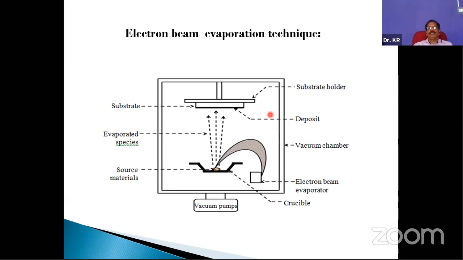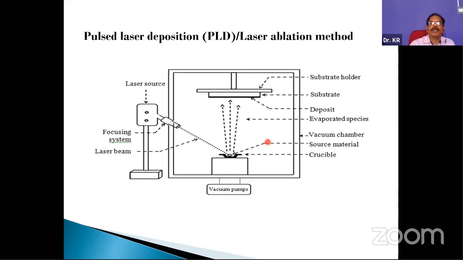This is another variant of thermal evaporation or vacuum evaporation. There is only one difference. All the other components are the same: the vacuum chamber, the substrate, substrate holder, crucible, and the source material. The only difference is the source of heating. In the previous case, the source of heating is resistive heating. Here we use an electron beam to evaporate the source material. The electron beams are focused on the source material by means of magnetic coil arrangements. Therefore, this method is called electron beam evaporation.